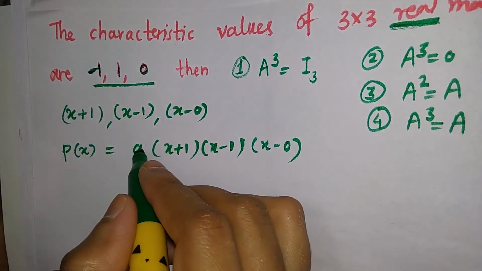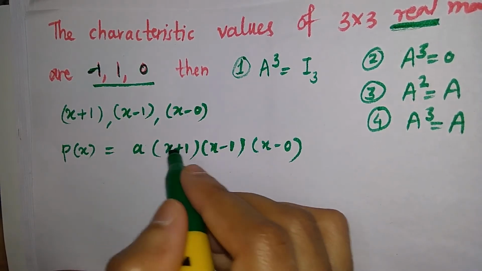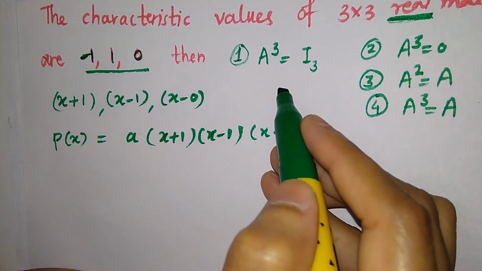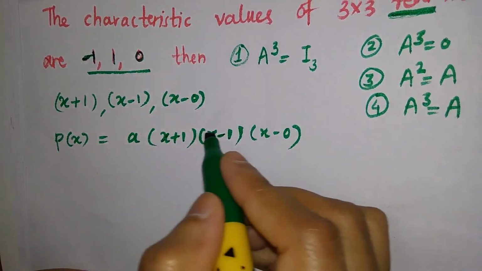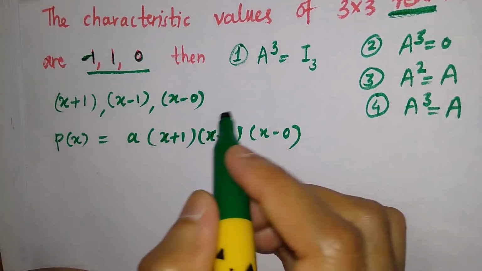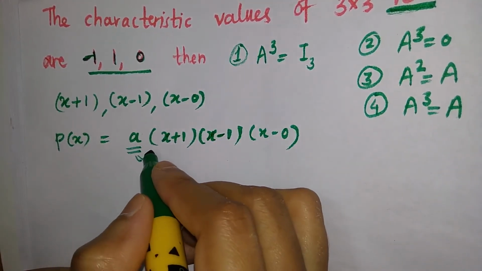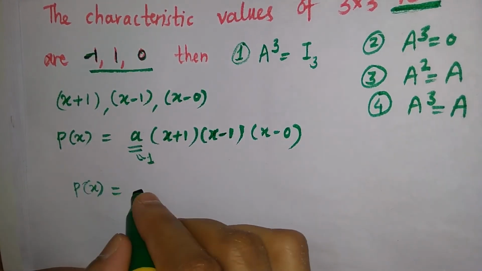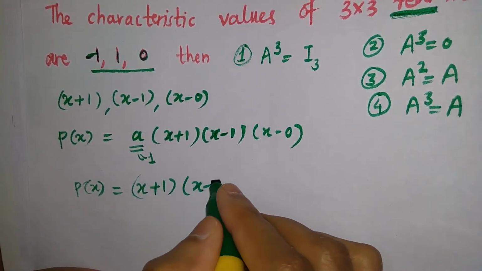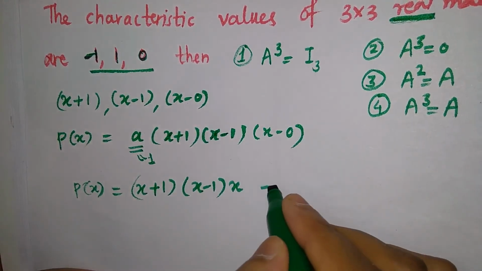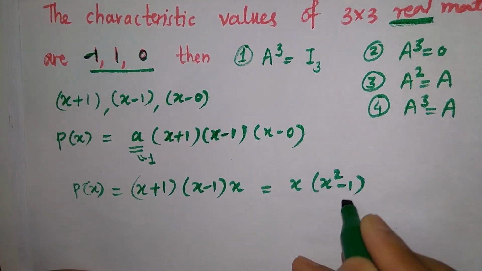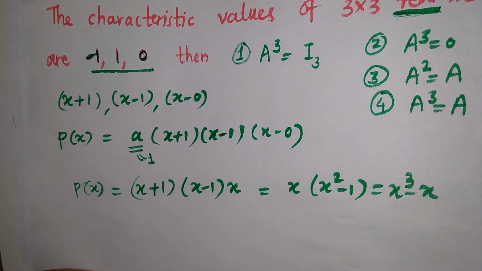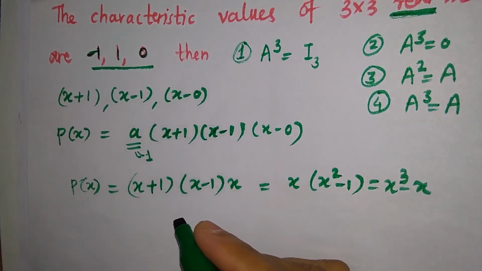So this a is the coefficient of the term x cube, right? Because it is a 3 by 3 matrix. But one should note that this polynomial is always a monic polynomial. That's why this a must be equal to 1. So this p of x, which is the characteristic polynomial, must be x plus 1 into x minus 1 into x, right? So this is just equal to x into x square minus 1, which is same as x cube minus x, right? Now this is the characteristic polynomial of the matrix, say A.